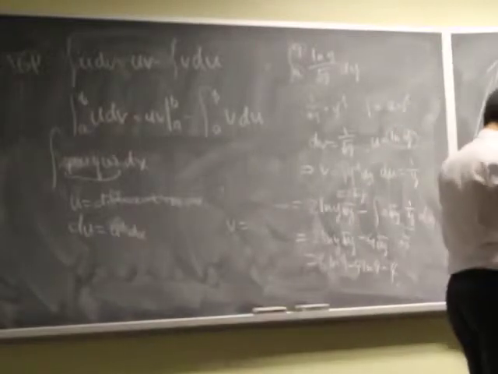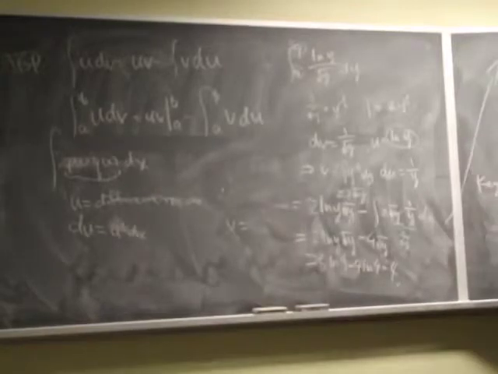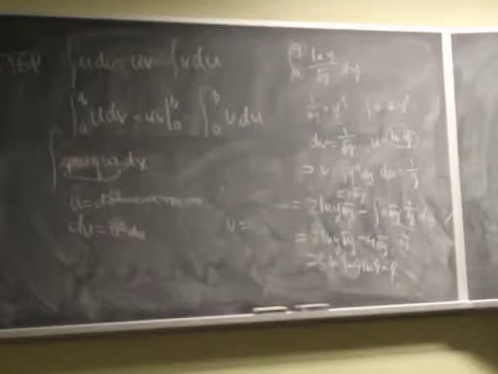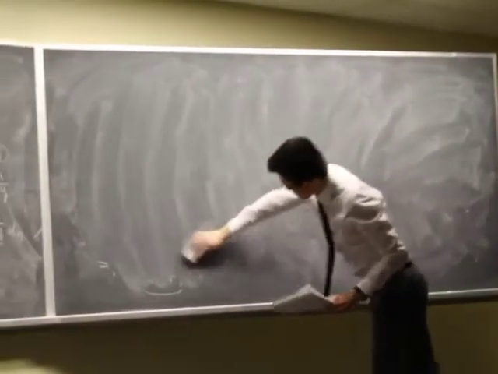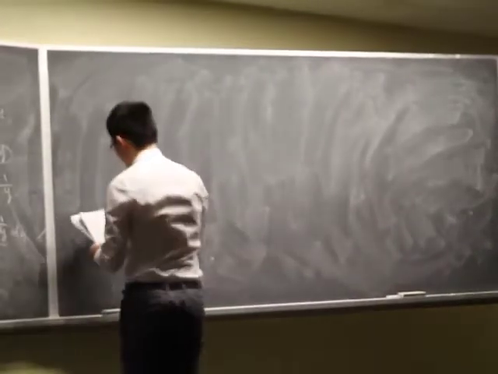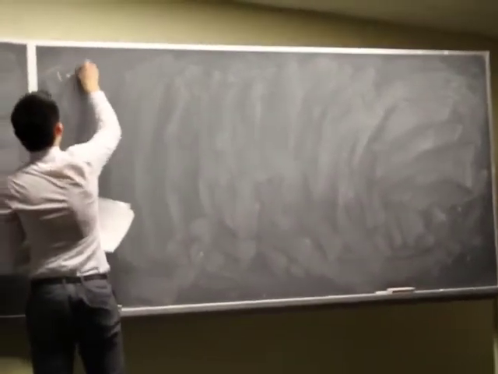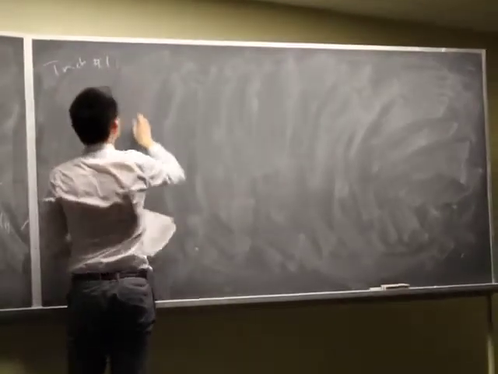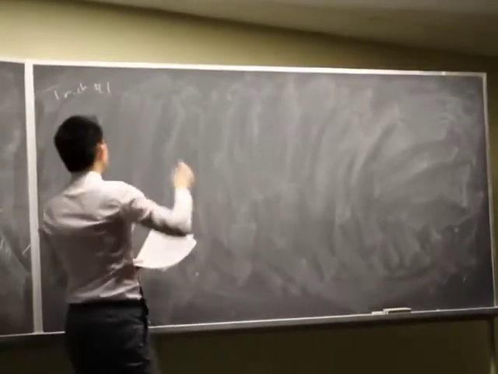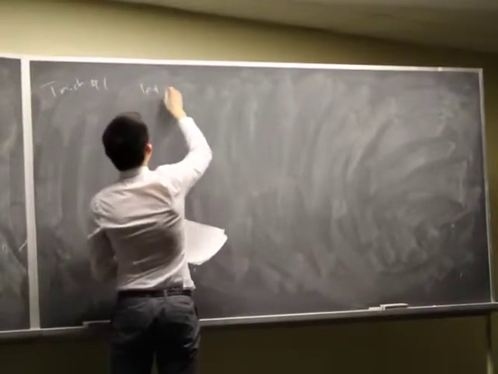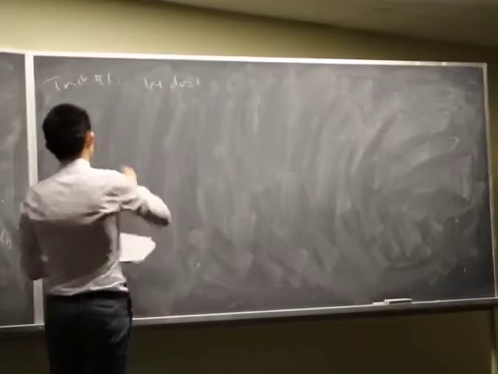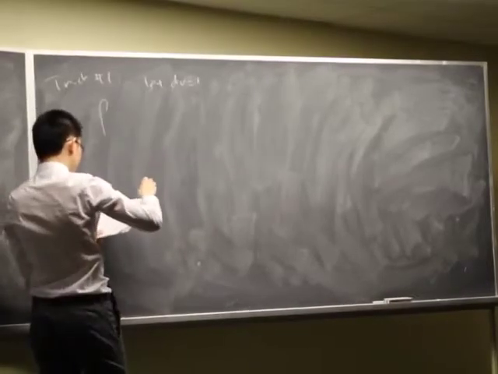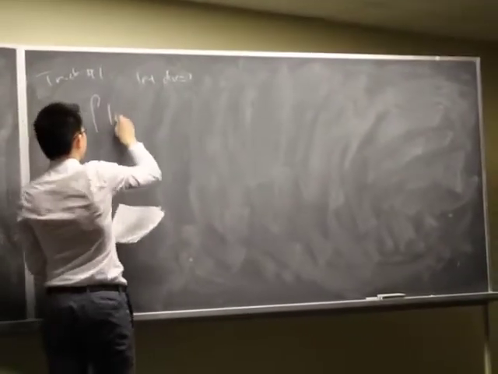So let's go directly to the tricks of integration by parts. Trick number one: if you can't find the product of two things, let one of them be 1. Let dv be 1. Usually when this happens, you want to integrate a single expression.